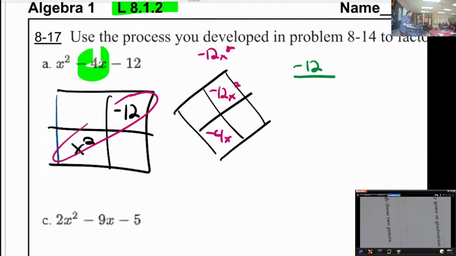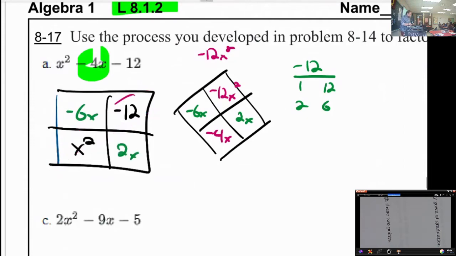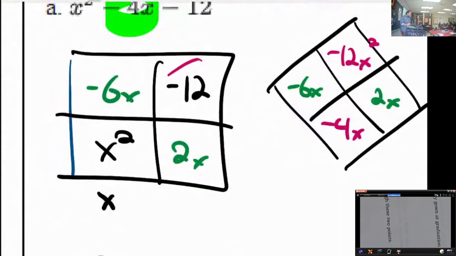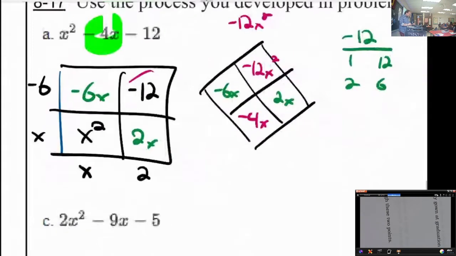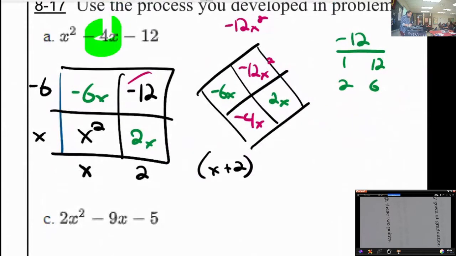Negative 12, you can do 1 and 12, that's out. You can do 2 and 6, I think that might be it, because one of them has to be negative. So I think we do negative 6x and positive 2x, that does the trick. Those two numbers multiply to negative 12 and add to negative 4. The 6 must be negative, though. Negative 6x and 2x. Now all we've got to do is look at the rows and columns and factor this thing out. x squared and 6x both have an x involved. 2 and 2x and 12 both have a 2 involved. On the rows, x squared plus 2x have, again, an x involved. And negative 6x and negative 12 both have a negative 6 involved. So I believe the factored version is x plus 2 times x minus 6.